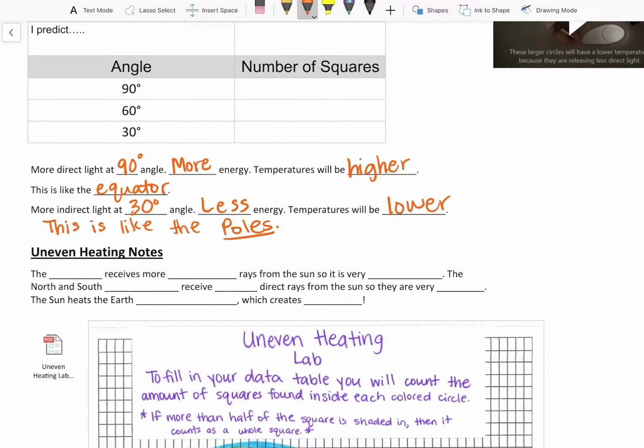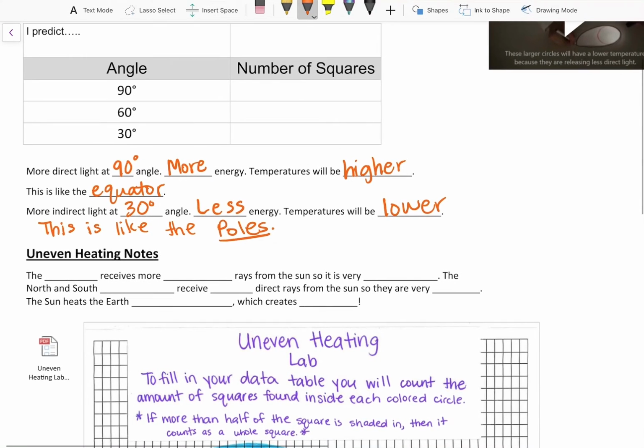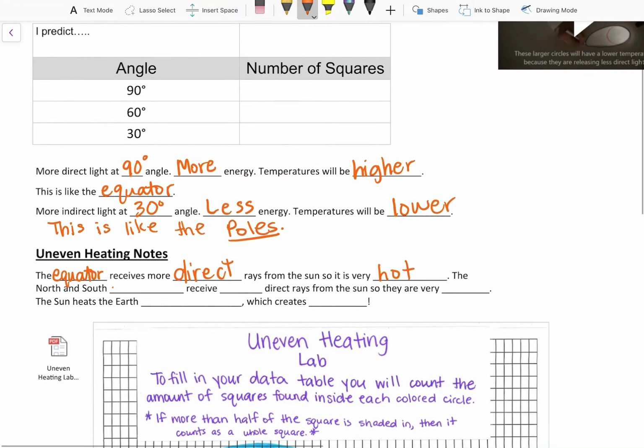And so our next little fill in the blank: the equator receives direct rays from the sun, and so it's very hot. Sorry guys, I'm trying to read and write and it's not working. Again, it gets the direct light. It's always going to be very hot. So then the North and South poles receive less direct light, and so they are very cold.